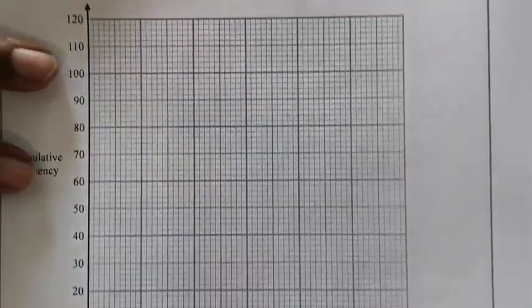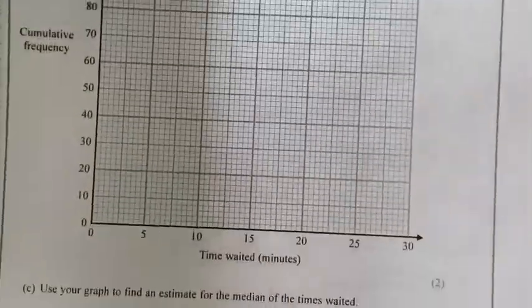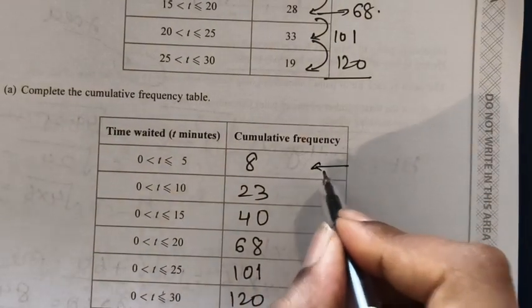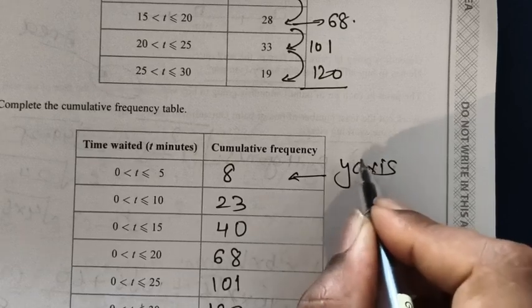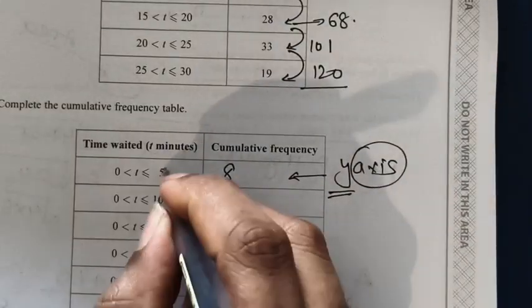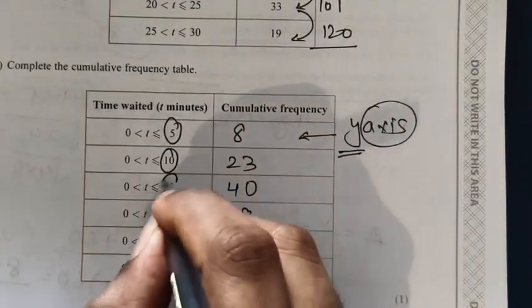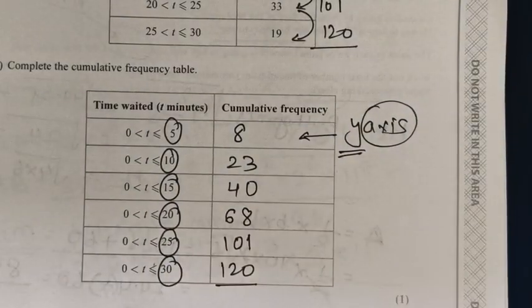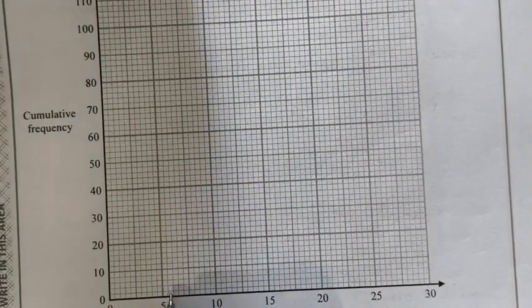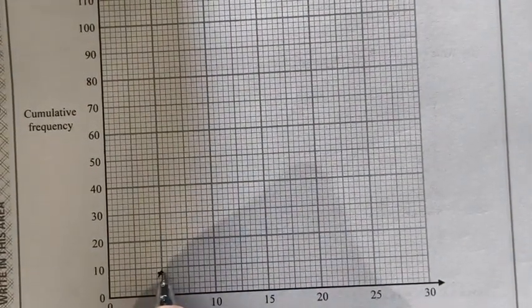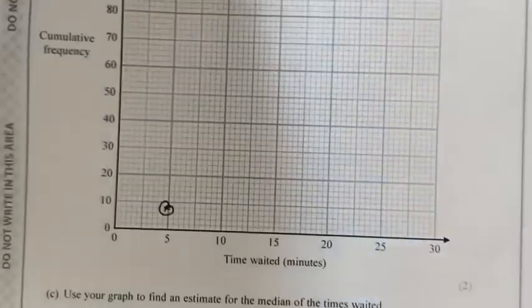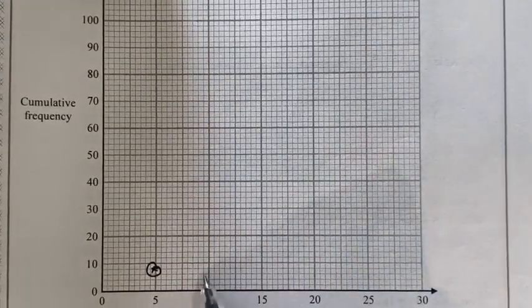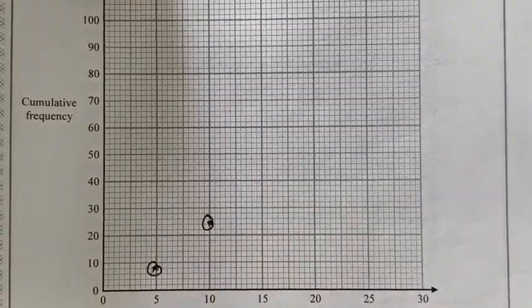Right? Now we have to draw this cumulative frequency graph. Always remember, in a cumulative frequency graph, this is your y-axis, this number, and this is going to be your x-axis. Correct? So I know it is 5, 8. So I'm going to plot 5 and 8. Where is 8? 8 is somewhere here. Then I have 10, 23. 10 is here. 23 will be approximately somewhere here.